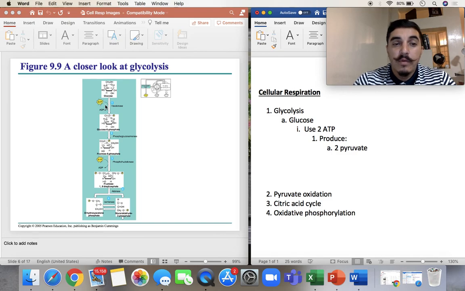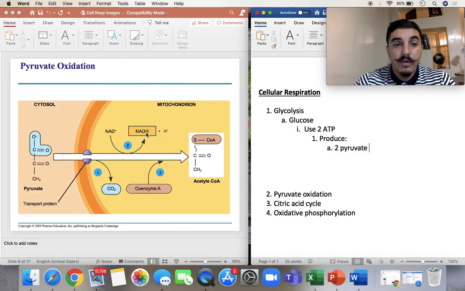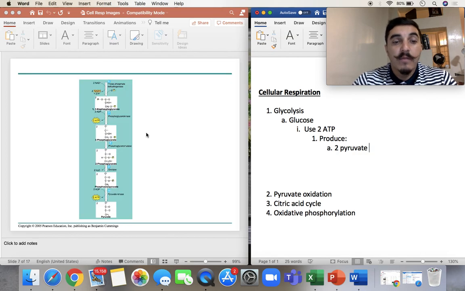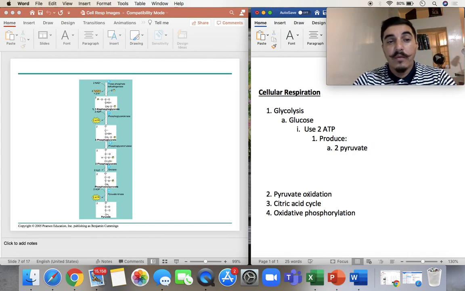We've seen this image right here. ATP is being used, and now ATP is being released. NAD and NADH are electron carriers, which I'll talk about right now. Here's another two ATP on the bottom that we produced. In total we produce two pyruvate. A pyruvate is just half of that glucose: instead of being 6-carbon, it's 3-carbon. I'll put it in there so you remember that.